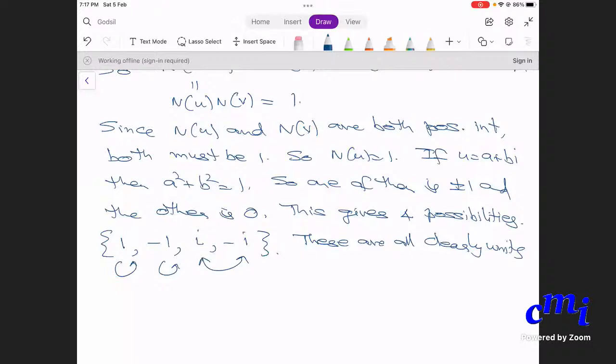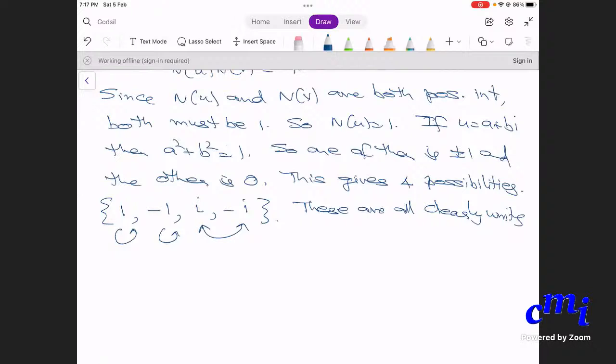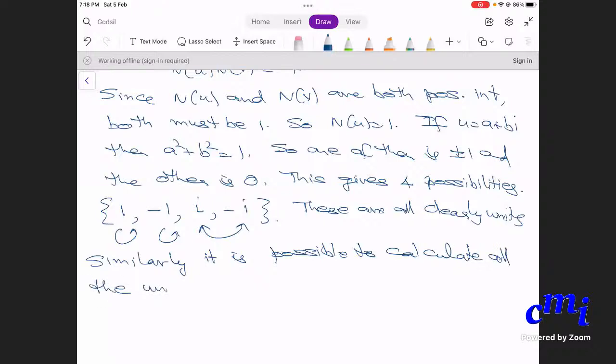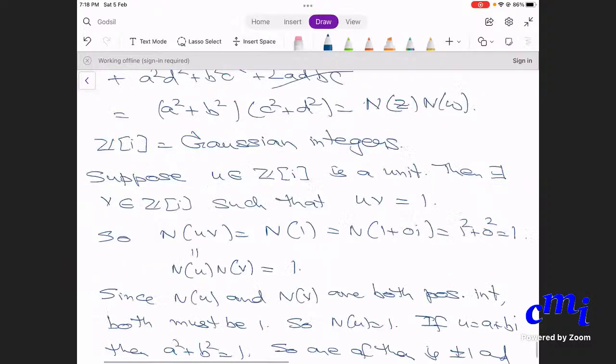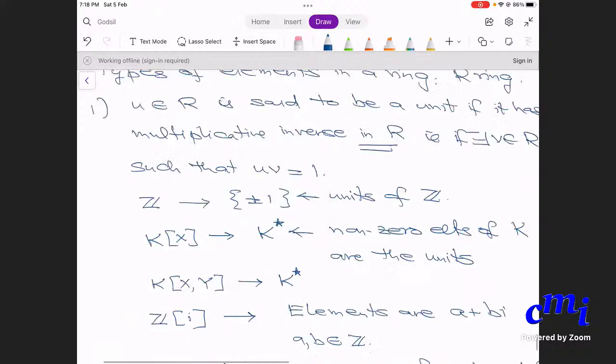Similarly, there is a calculation for the units of Z omega. Okay, I don't want to get into that. I'll just say similarly, it is possible to calculate all the units in the ring Z omega. Omega is a cube root of unity. Okay, but let me not get into that. So all I'm trying to point out is that it is important to know what units are in a ring.